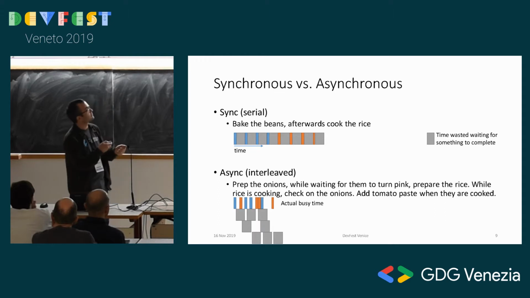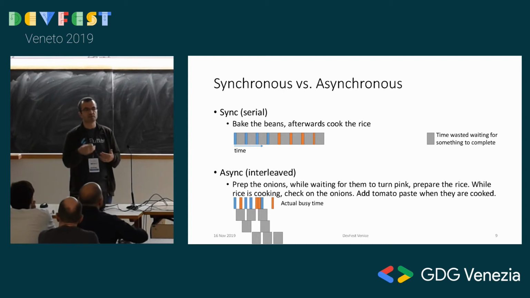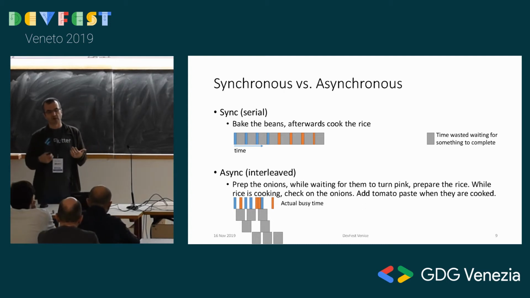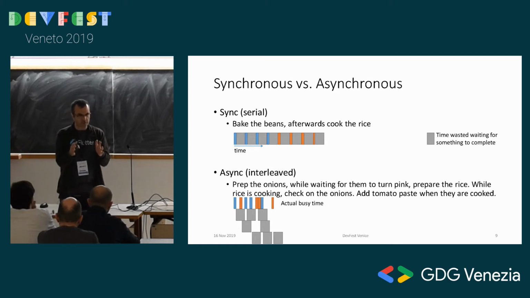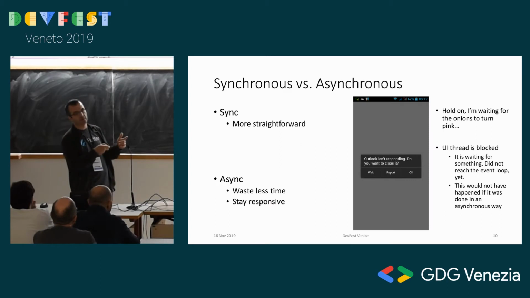And if you actually look at the busy time here, it's much less than the whole time you would waste if you did it synchronously. And at the same time, you have a lot of empty spots in which you can be responsive to other things. For example, I'm cooking dinner and my wife calls me. I'm not going to say, okay, I'm waiting for the water to boil, I cannot answer the phone, right? But unfortunately, that's what happens in some apps sometimes.